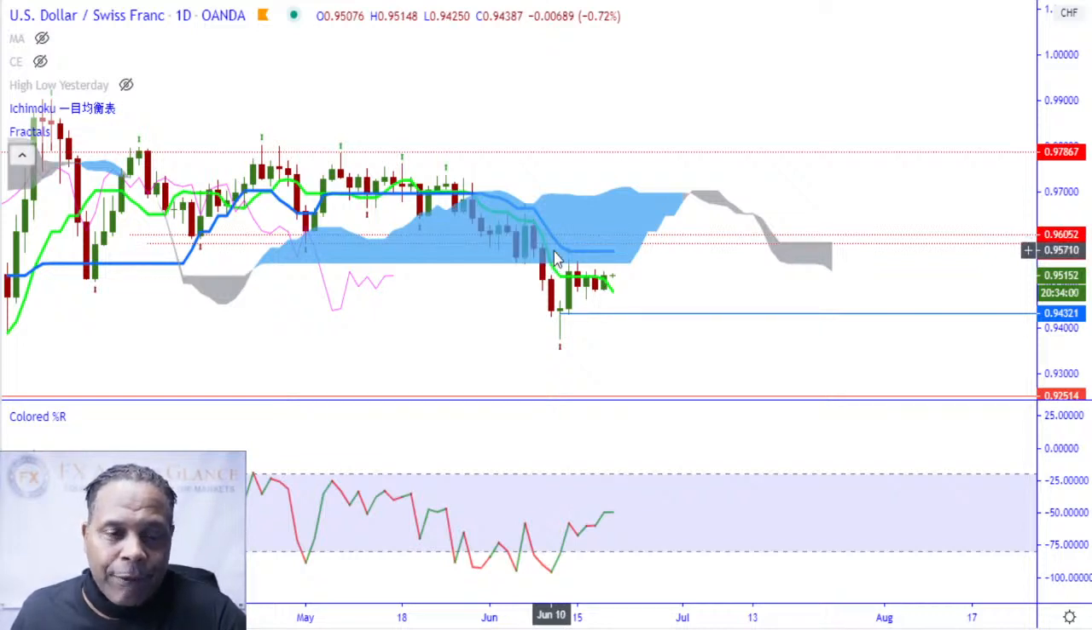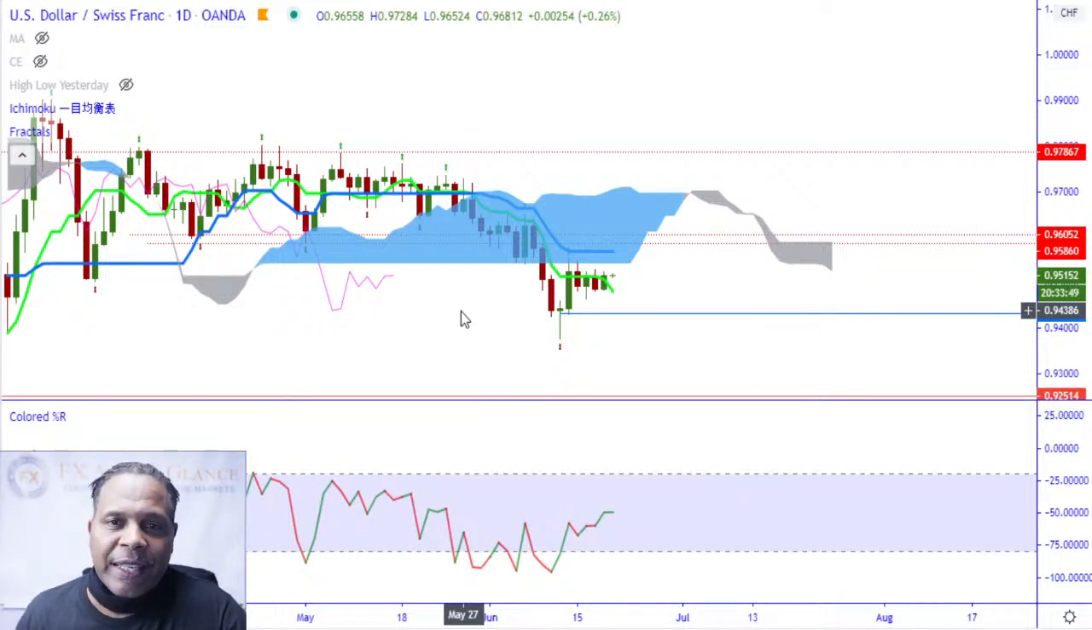Fractals tell me a lot. Fractals tell me the structure of the market. Fractals tell me where to trade the market. Tell me which direction to go with the market. People think fractals are a lagging indicator. They're actually a leading indicator.